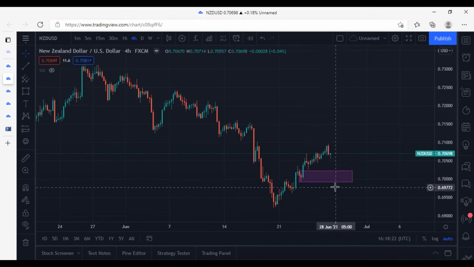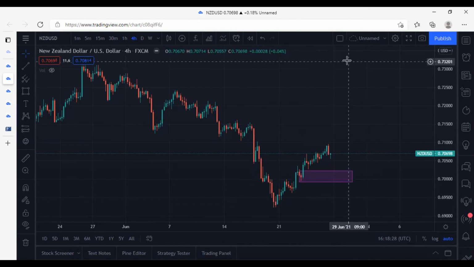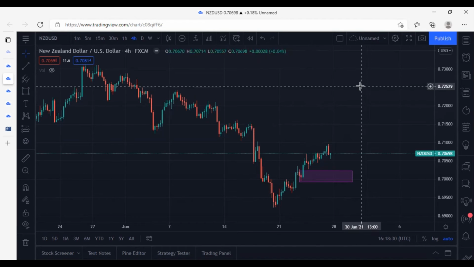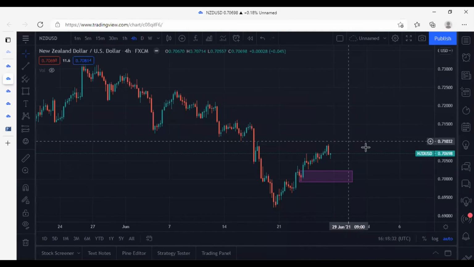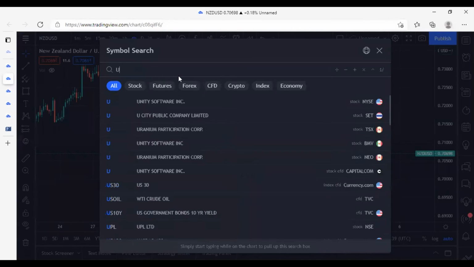So if we have the market retracing, but I don't really like this setup on AUDUSD and NZDUSD because they are not high probability setups. So it's just something for study purposes. We are just going to look at it and study it. It doesn't mean we're going to take a trade on it. So let's quickly go to USDCAD.